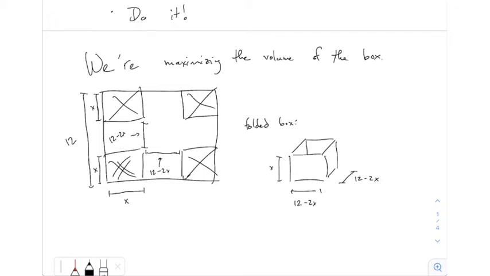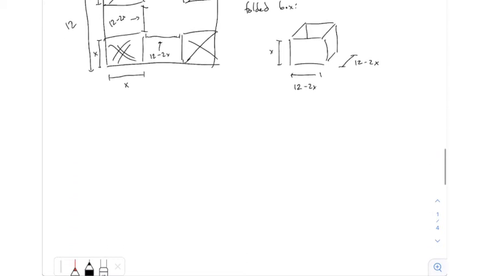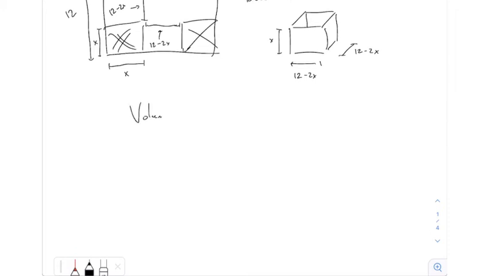And now that you know all three sides of the box, you can write down a formula for its volume. This is all preliminary stuff that we have to do before actually doing the absolute maximum thing, which happens at the very end. So the volume of the box, I'll write it as a function, v of x, v for volume. It's the product of those three things: x times 12 minus 2x times 12 minus 2x. This is the volume of the box, and that is what I want to maximize.